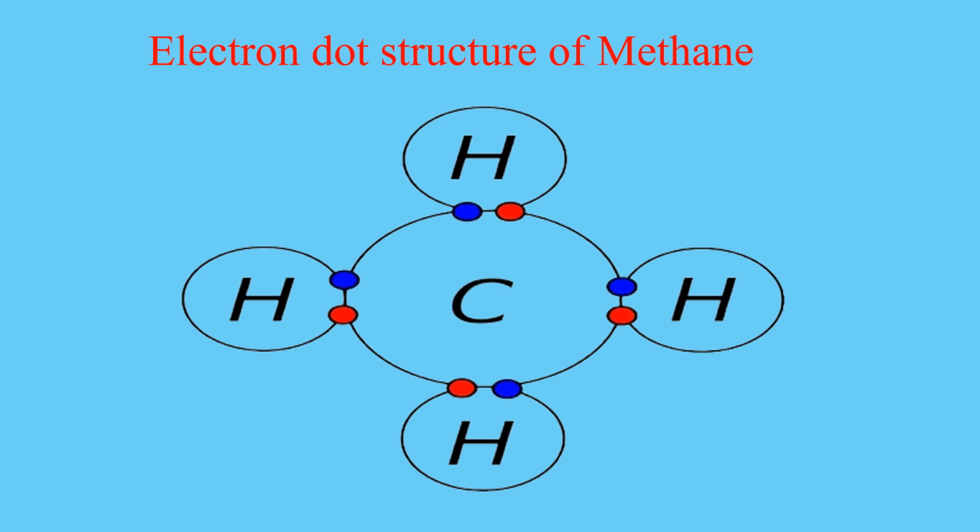So this is the electron dot structure of methane. In this, carbon shares its 1 electron with the hydrogen atom and forms a single bond between carbon and hydrogen. So in this way, carbon shares its 4 electrons with 4 hydrogen atoms. So this is the electron dot structure of methane.